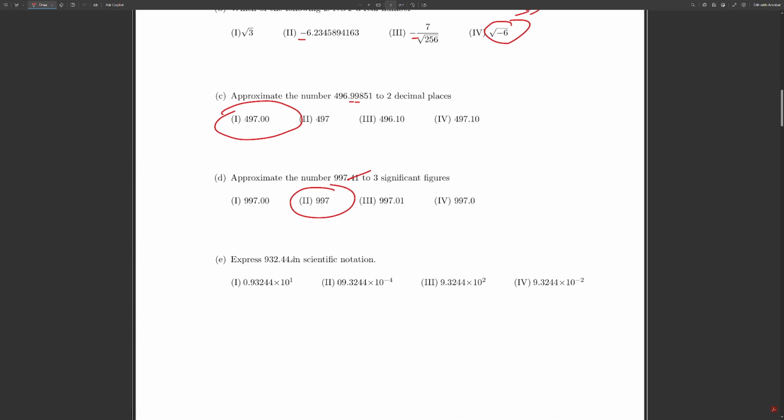E. Express this number in scientific notation. So it's times 10 to the something. So we have 1 decimal place after the first whole number. So it's either this one or this one. Let's see how many places I'm going to move this number. I'm going 2 places. Is it 2 places to the left or 2 places to the right? Well, it's this option here, because 2 places to the left will give me 0.009 whatever, but 2 places to the right will give me 932.44. So the option is option 3.